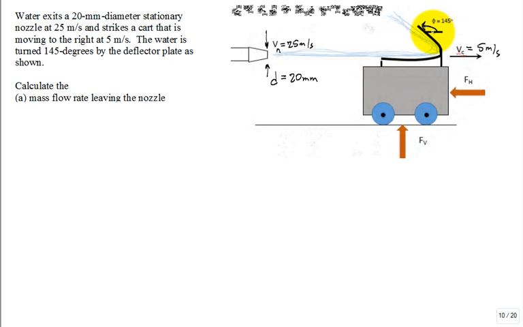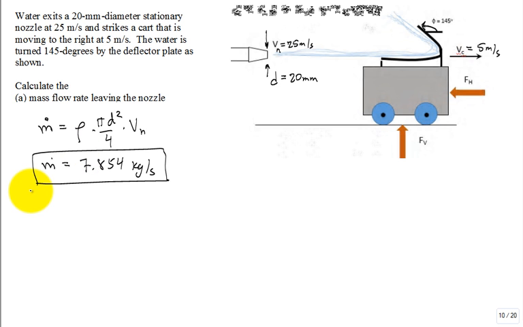There's a number of parts to this problem, so let's just step it off. Part A is, what's the mass flow rate leaving the nozzle? Mass flow rate leaving the nozzle would be the mass density of water, 1,000, the area of the exit of the nozzle, pi d squared over 4, and the velocity leaving the nozzle. All right, so we can calculate that the mass flow rate leaving the nozzle is right at 7.854 kilograms per second. That one was pretty straightforward, true?